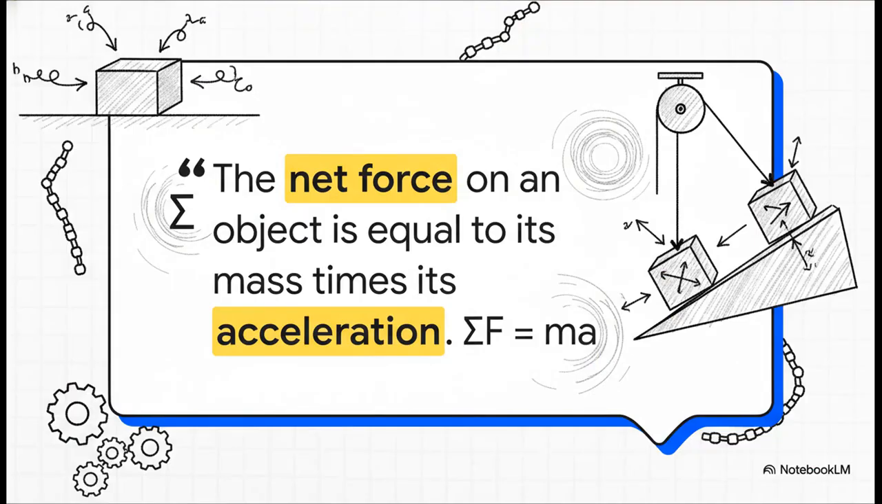And that master key is, of course, Newton's second law. Sigma F equals ma. It's so simple but so powerful. It basically says if you add up all the forces acting on something, that's the net force, it will be exactly equal to that object's mass times its acceleration. This is the golden ticket. It connects the forces we found to the motion we want to find.